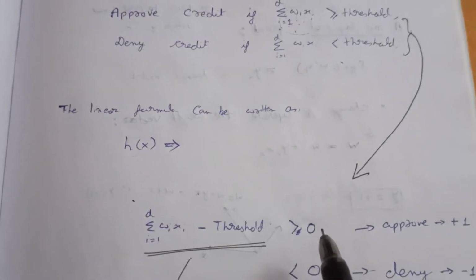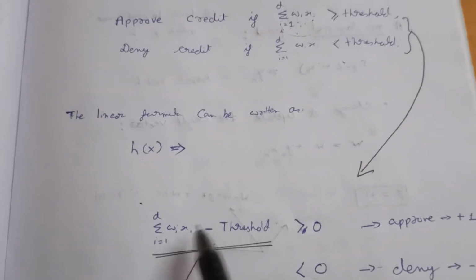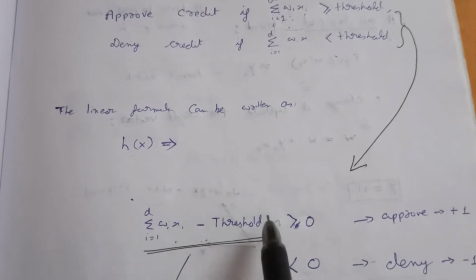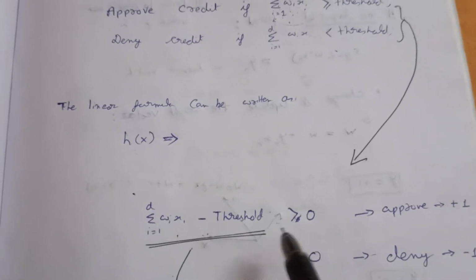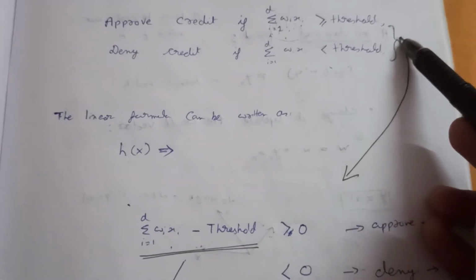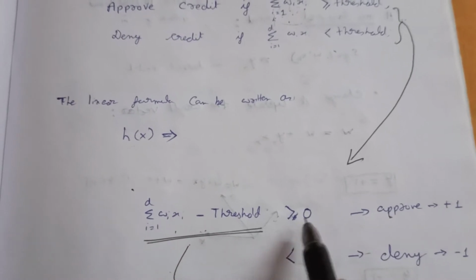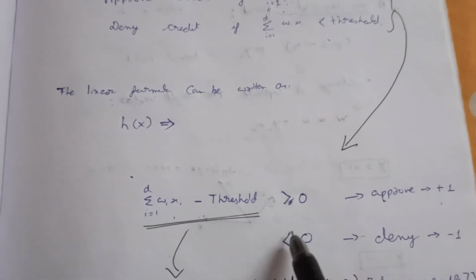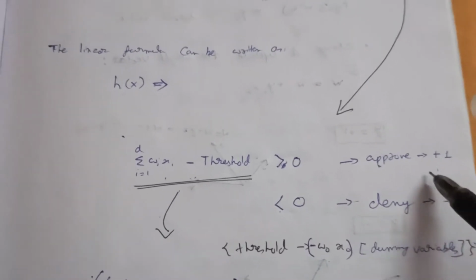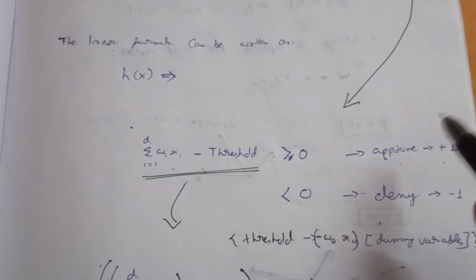Now let's take the threshold on the left hand side. So let's subtract the threshold value from the weighted sum, and if this total value is greater than 0, then it is approved, because this is coming from this. So if it is greater than 0, then it is approved, and we can write this as +1, or if this is less than 0, then it is denied, and we can write that as -1. That is the output. If it is approved, we will say +1. If denied, we will say -1. Let's write it like that.